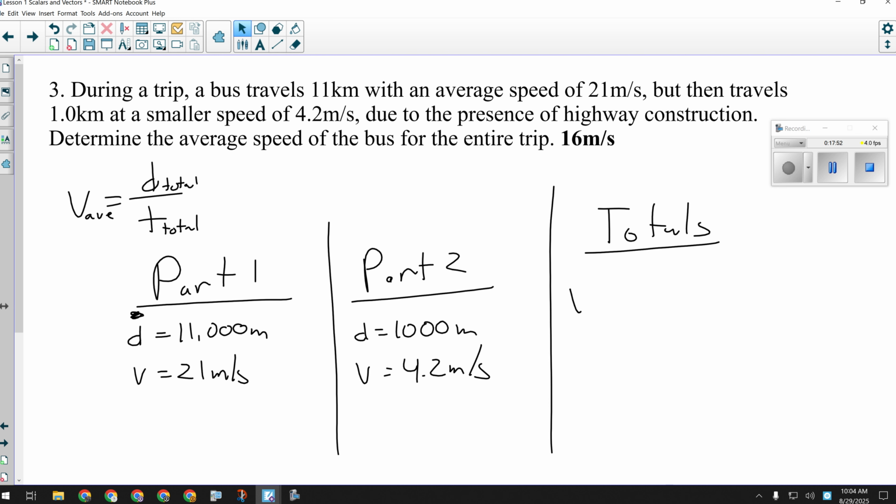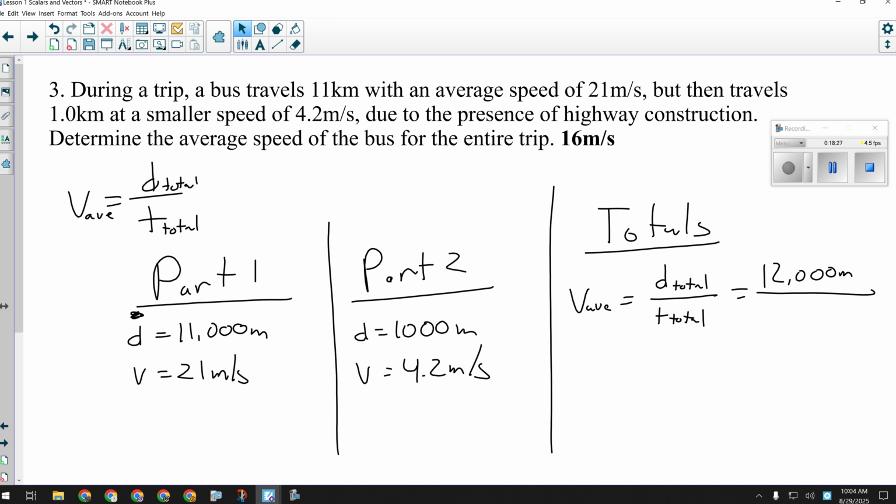If I'm going to get the average speed over the entire trip, I am going to need the total distance and the total time. Can I get the total distance right now? I went 11,000 meters in part one. I went 1,000 meters in part two. How far did I go? 12,000 meters. Yeah, so that's easy enough. I just add those two up. That would be my total distance.